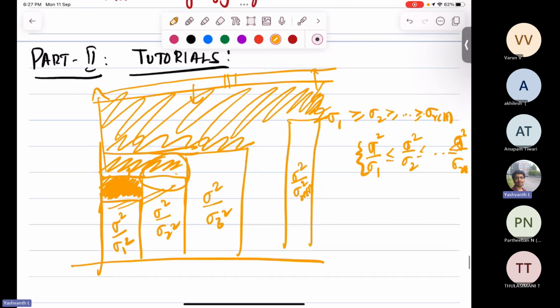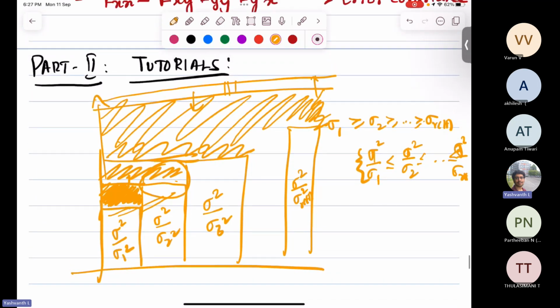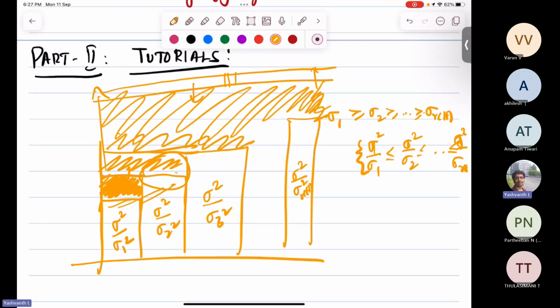Is this description of water filling clear first? Can anyone confirm? Then we will see what the power allocation is. Yes, sir. Okay. Now the power allocation is exactly the water filled for each of the bars.